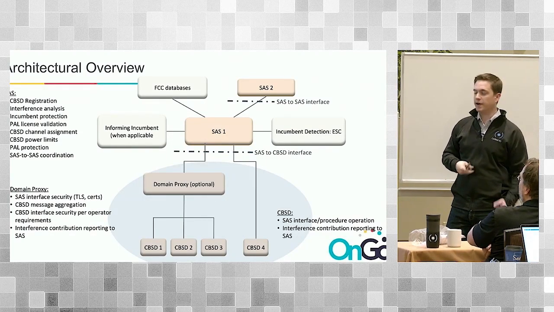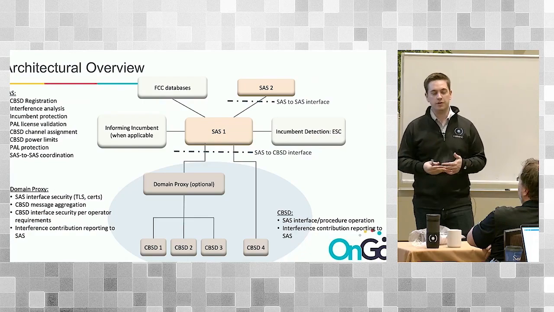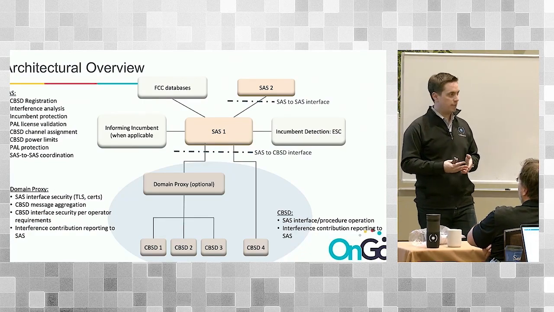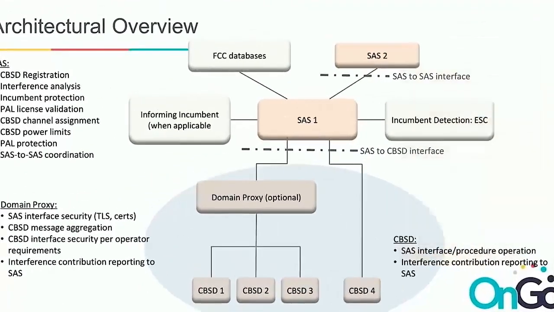Architectural overview, so I got into this a little bit. This is getting into the WinnForum and how the SAS operates. We have CBSDs that can integrate with the SAS directly, with CBSD4 here, for example. Then you have other CBSDs. Let's say the architecture is that we're going to do it in an aggregated, centralized fashion. You could have a domain proxy, running typically on the packet core type of solution, that aggregates a number of radios and integrates with the SAS on their behalf.